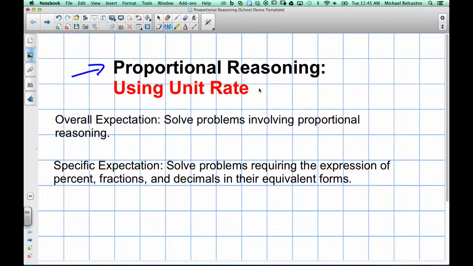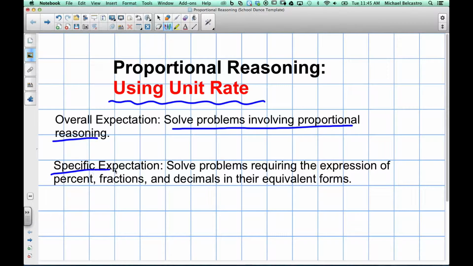Going to be looking at proportional reasoning, and the method we're going to use to solve this question is the unit rate method. The overall expectation is to solve problems involving proportional reasoning, and the specific expectation: solve problems requiring the expression of percent, fractions, and decimals in their equivalent forms.